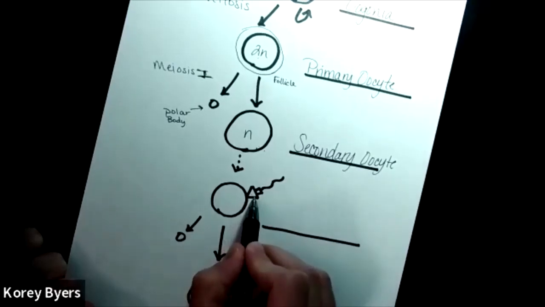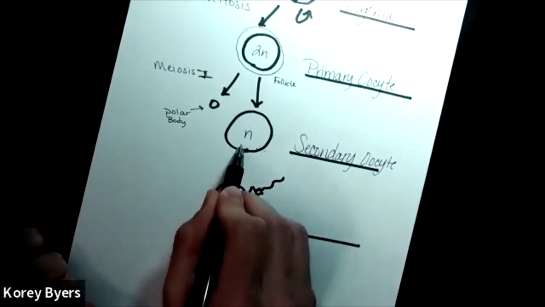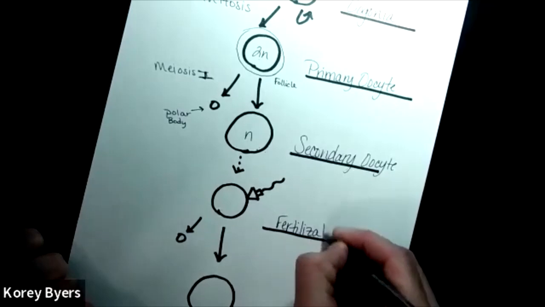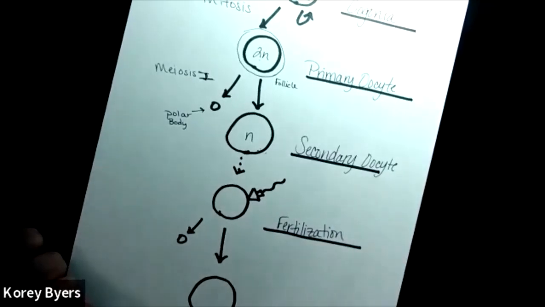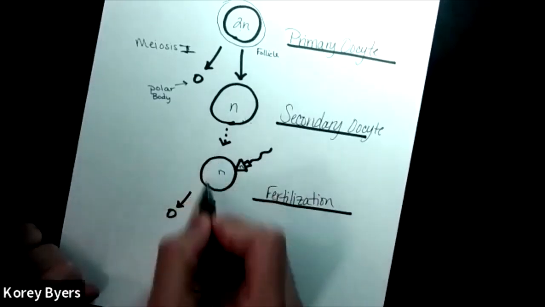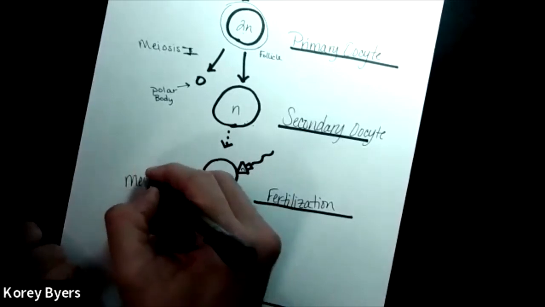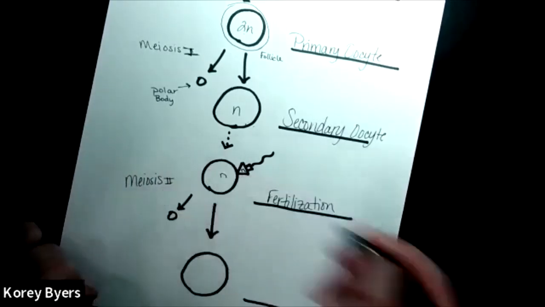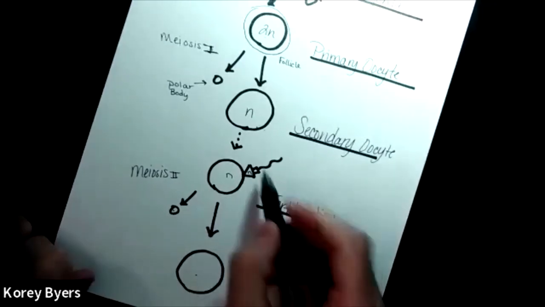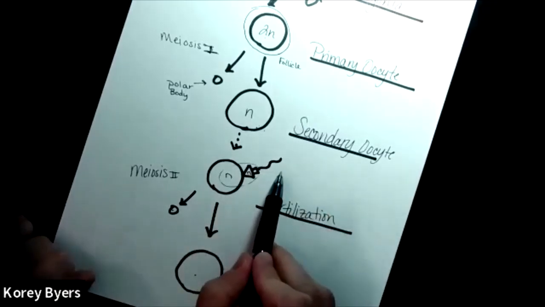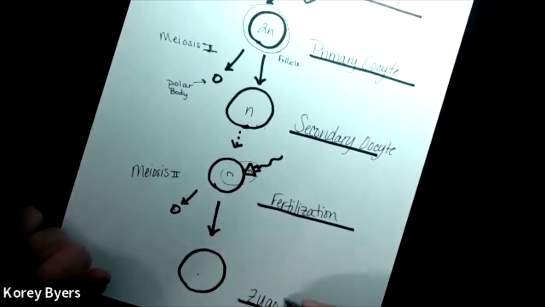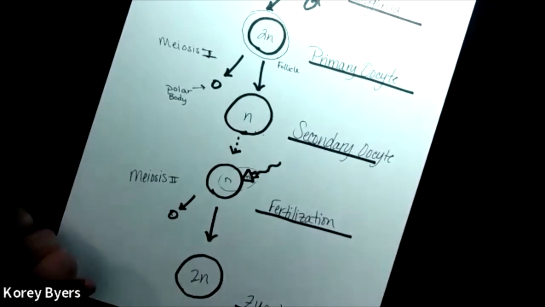But if sperm is present, and that oocyte is fertilized, then this set and this set join together. This quickly finishes meiosis 2. You may end up with another polar body for those chromosomes, and once that acrosome releases those chromosomes and these fuse together, you get a zygote with 2 sets of chromosomes.